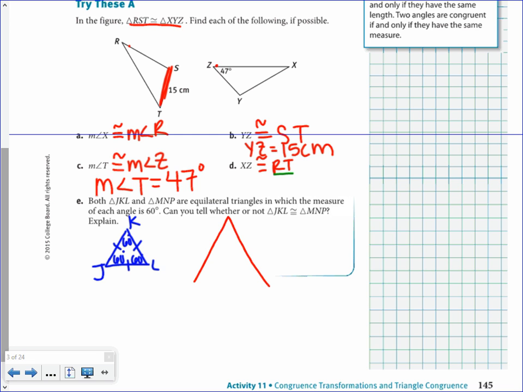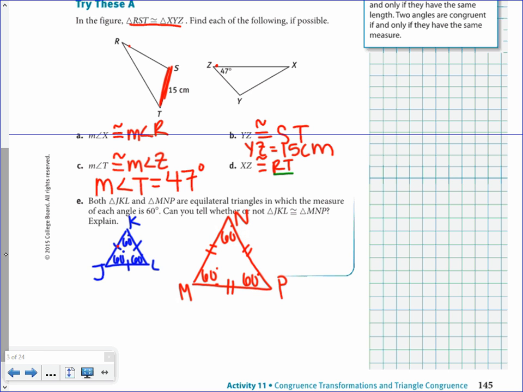Well, this is a 60-degree angle. This one's 60 and that one's 60. That's still possible. But this side is not congruent to this side. This red triangle is an equilateral triangle, but as you can tell, my two triangles are not the same size and shape. They are the same shape. They're both equilateral triangles, but they're not the same size. They have different side lengths. So no, those triangles are not going to necessarily be congruent.